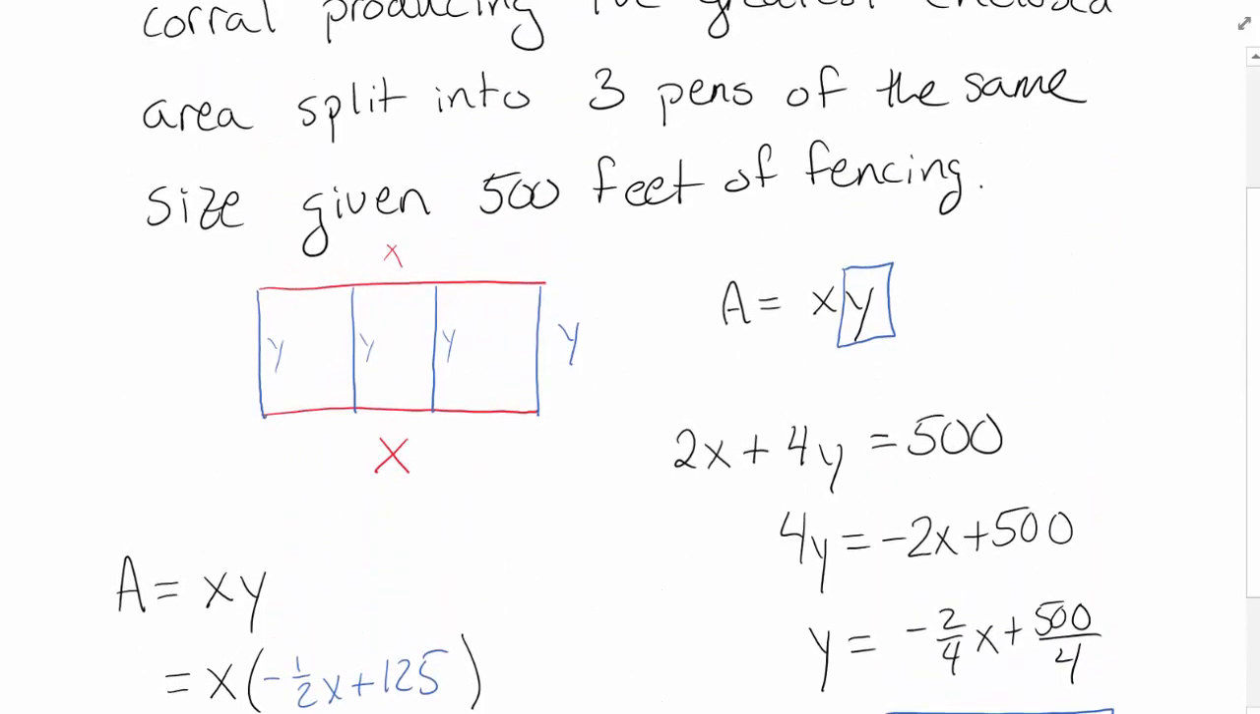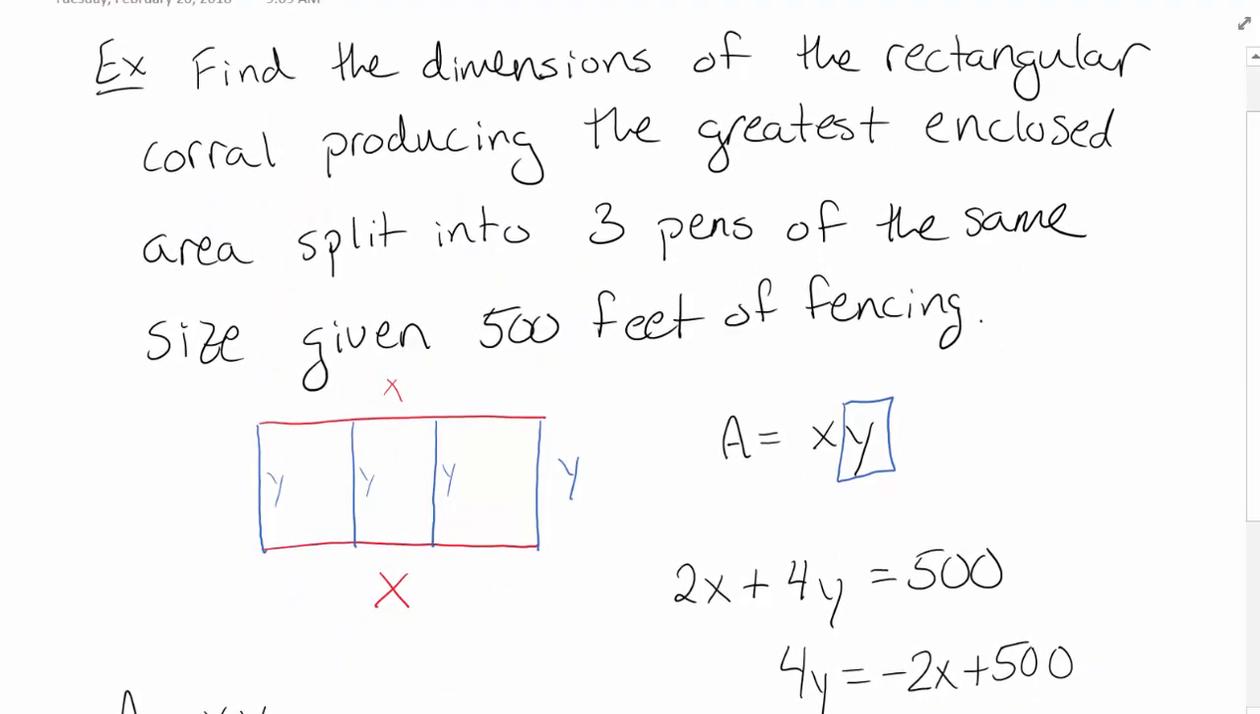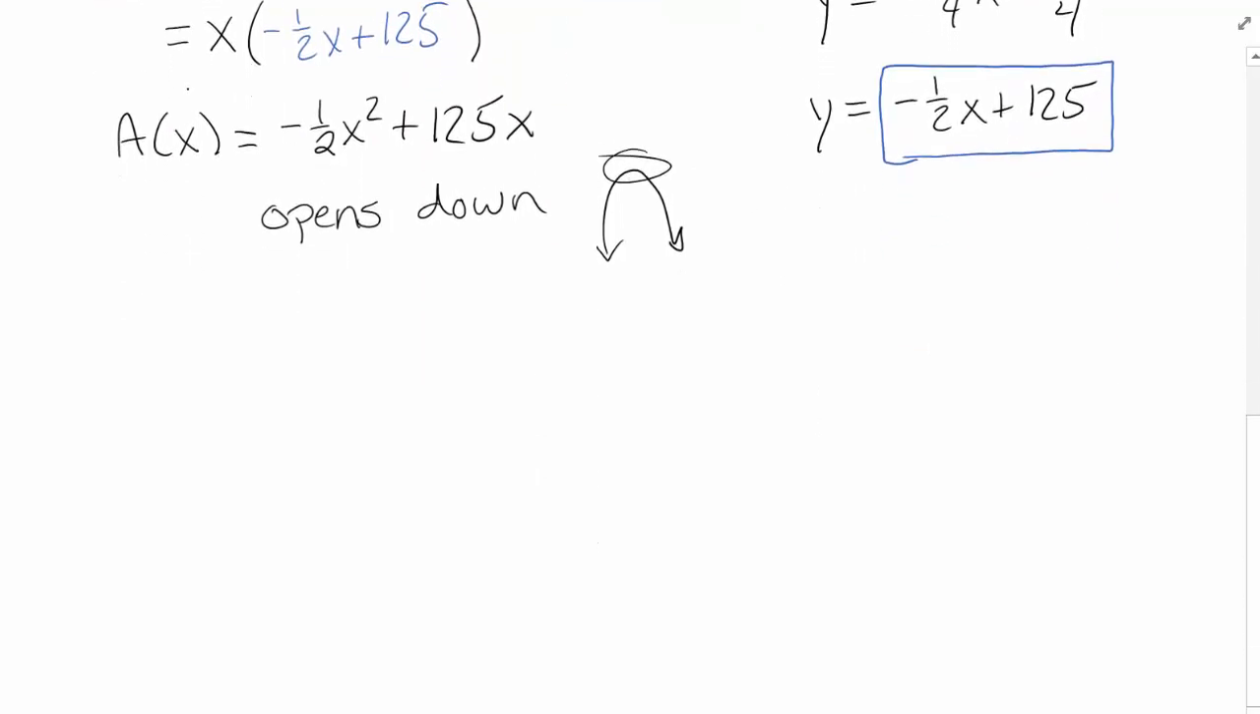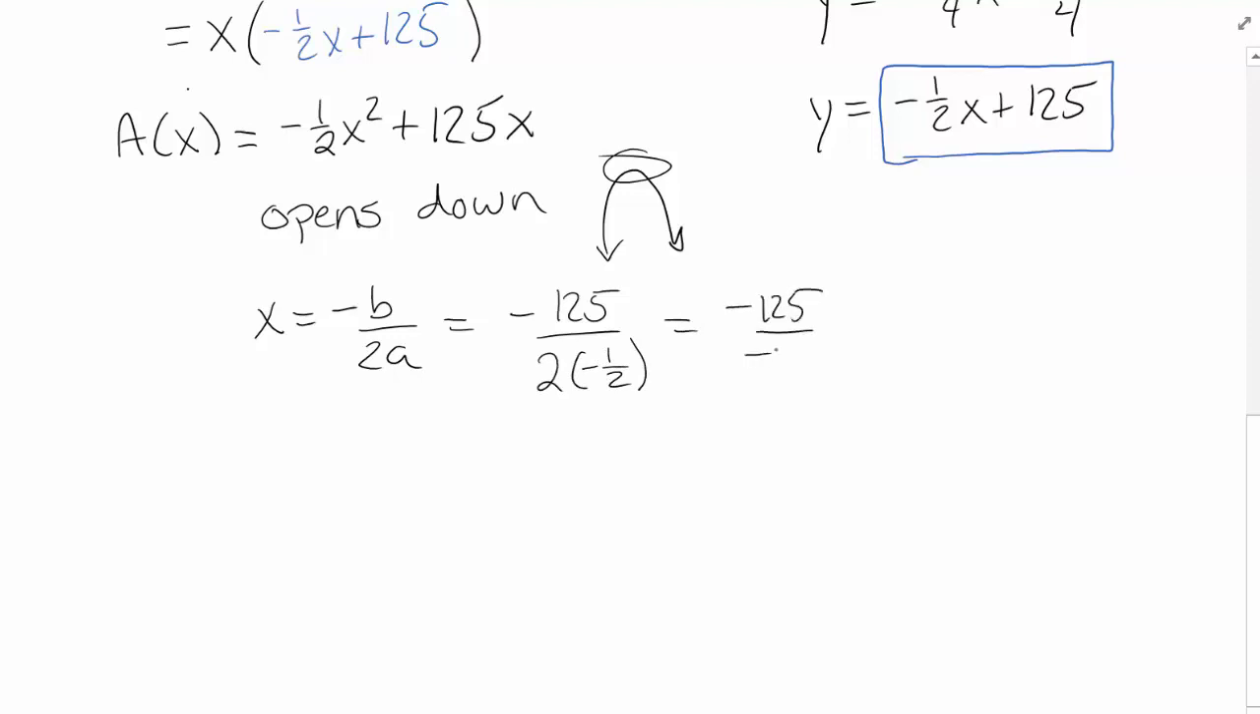And overall, they want us to find the dimensions of the rectangular corral. So if I can find the X value of the vertex here, that's going to tell me what the X dimension is. So the vertex always happens at negative b over 2a. They didn't specify how we had to find it, so I'm going to go with negative b over 2a. My b is 125, so I have negative 125 over 2 times a, which is negative 1/2. So I'm going to get negative 125 over negative 1, which gives me a positive 125. So this is my X. Again, my X should be built so that it is 125 feet long.